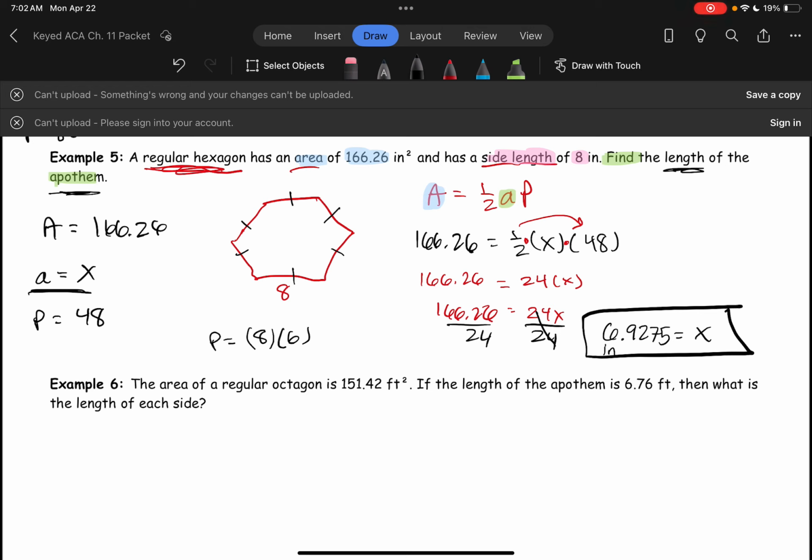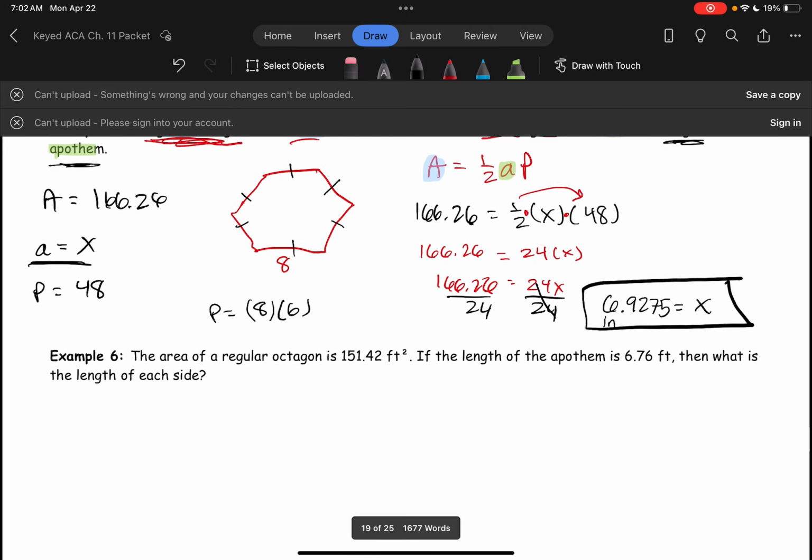A lot of the times we might ask you guys to round to the nearest tenth or hundredths. But if the directions do not specify, just ask your teacher whether or not they want you to round.